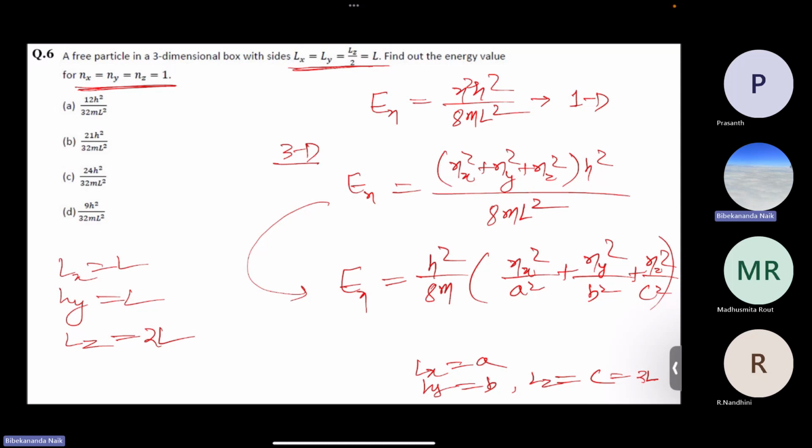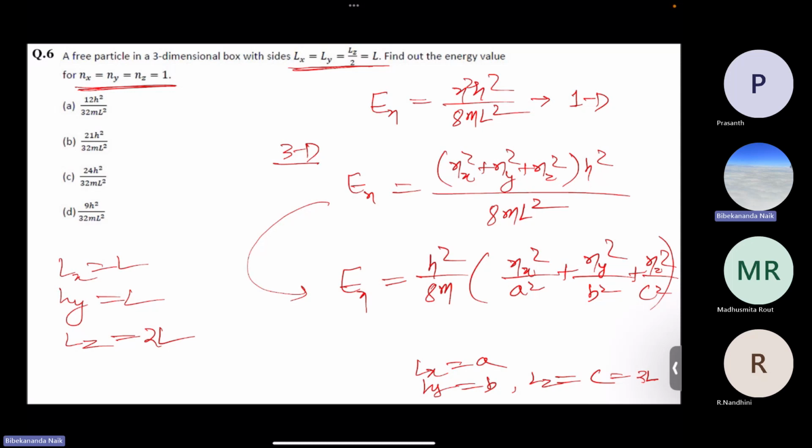But in general, if the dimensions are not equal in 3 orthogonal directions, we can write it as nx square by a square plus ny square by b square plus nz square by c square. So here in this question, there is a trick. Lx and Ly are equal to L, but Lz is not equal to L.